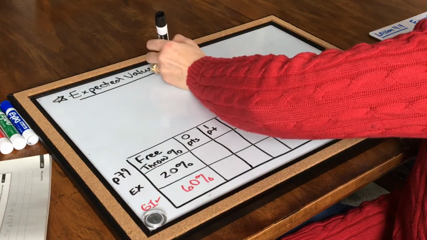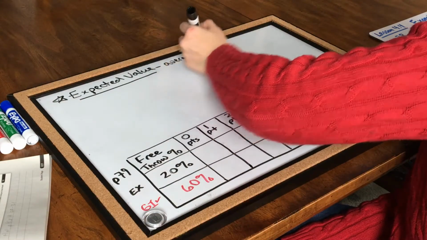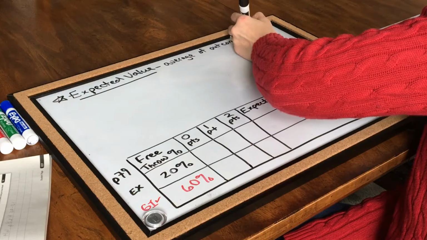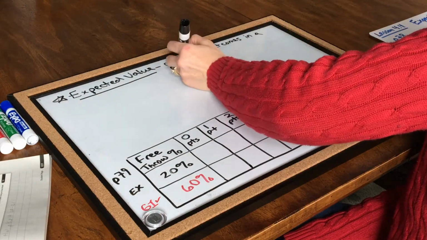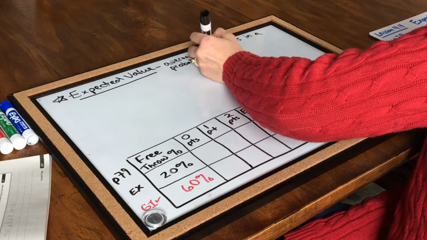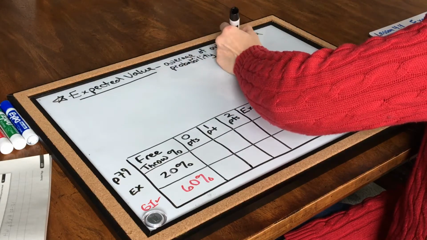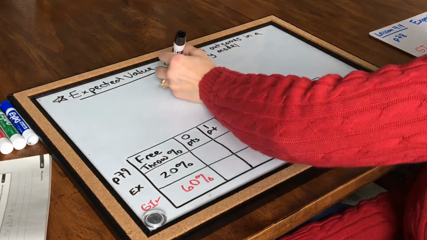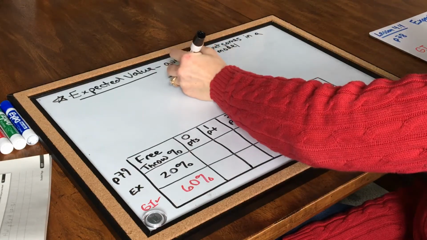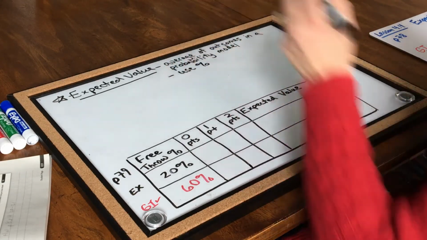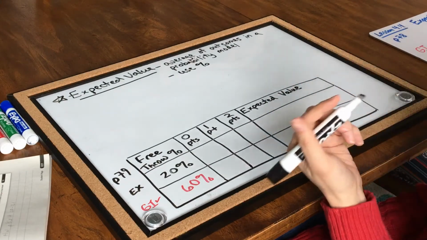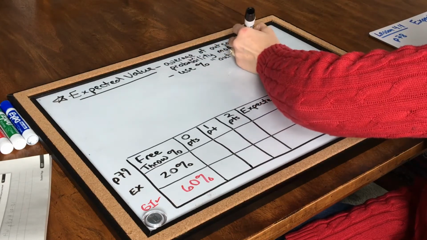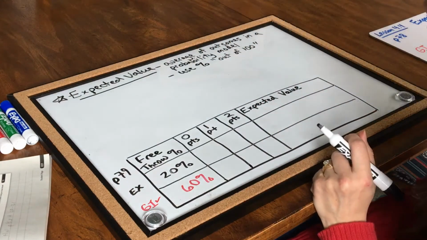So it is the average of the outcomes in a probability situation or a probability model. Most of the time, expected value works with percentages. What that means is when we're doing an average, we're going to be using out of 100 attempts. Okay, so that's important.